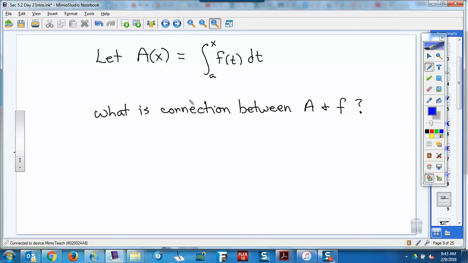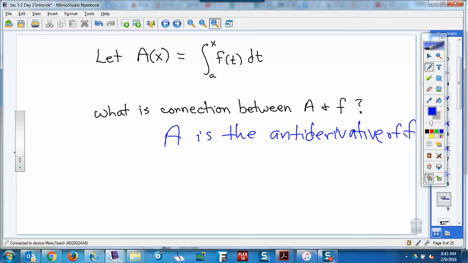Let big A equal the integral from little a to x of little f of t. What's the connection between A and F? A is the antiderivative of F. Now, here's the problem. How do we say that without having to write that out like that all the time? It was easy for us with slope. We just had this notation called prime, right? If F was a derivative of G, we just called it G prime, right? And that was our notation.